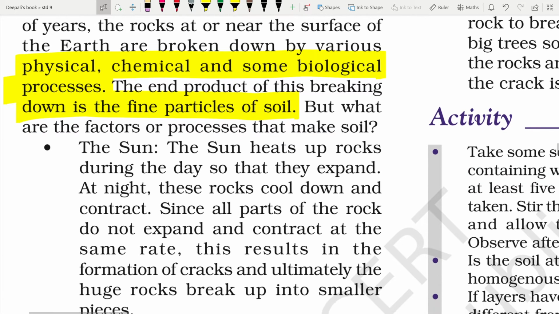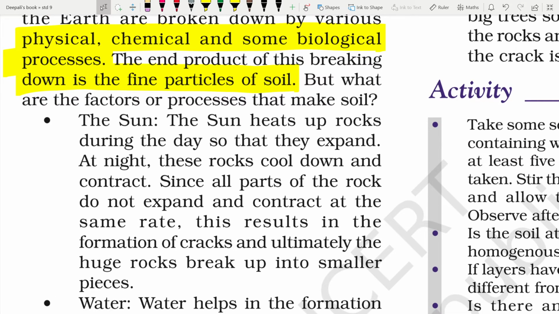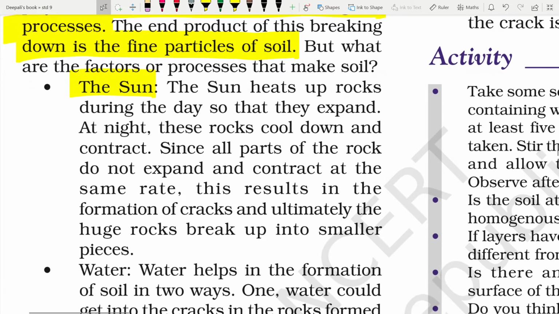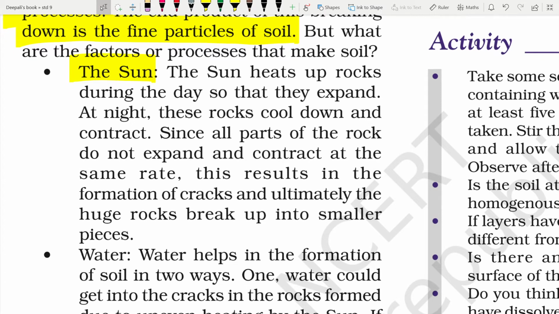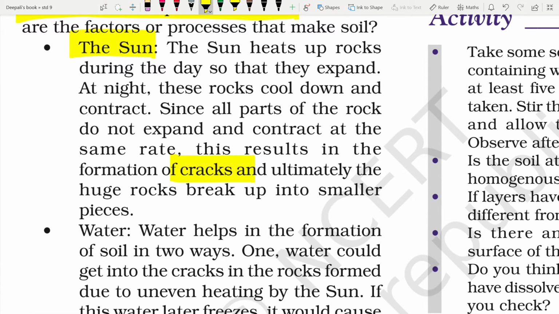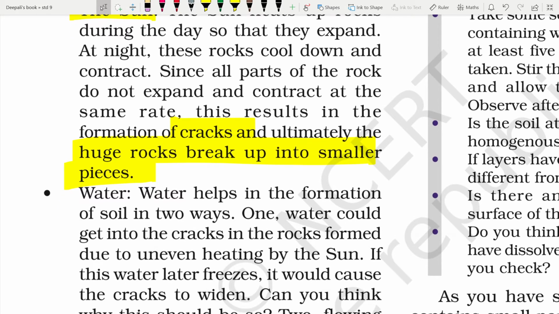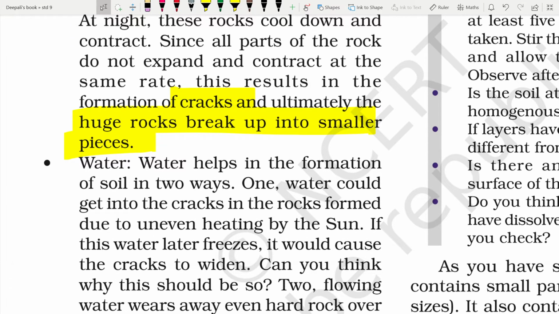But what are the factors or processes that make the soil? First is the sun. The sun heats up rocks during the day so that they expand. At night these rocks cool down and contract. Since all parts of the rocks do not expand and contract at the same rate, this results in big cracks, and ultimately the huge rocks break up into small pieces. So the heat of the sun creates cracks, and the cracks cause the huge rock to break down.